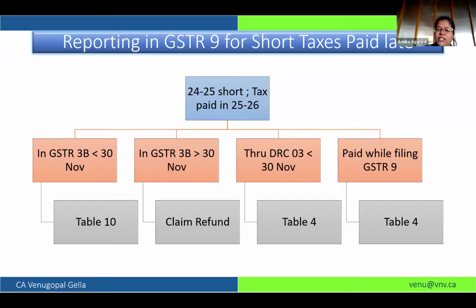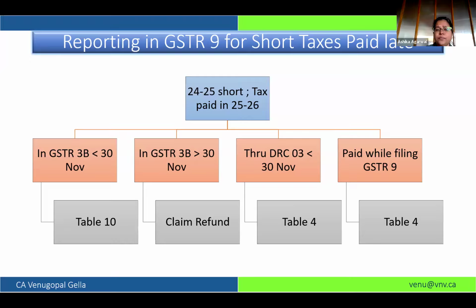Similarly for ITC, like we discussed about ITC correction. If there is any ITC which belongs to 24-25 that you have claimed in 25-26, it needs to be reported in table 13. If for 24-25 you claimed excess or ineligible ITC, which you have corrected in 25-26, then it needs to be reported in table 12. So there are separate tables which deal with outward increase and decrease. Outward increase is dealt with by table 10, outward decrease by table 11. Similarly for ITC, if you are availing ITC, then table 13. If you are reversing ITC, then table 12.